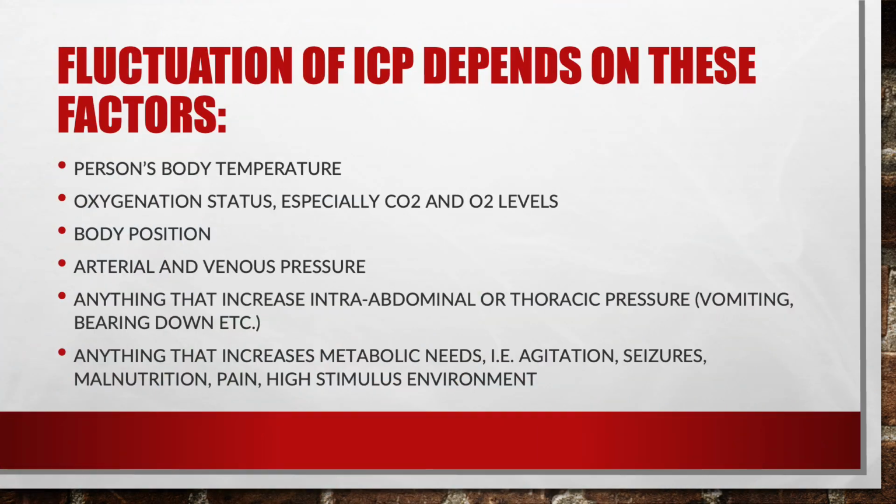Fluctuation of ICP depends on these factors. The person's body temperature. So remember, if too hot, that increases their metabolic need, it increases that ICP. So we really have to be careful with that, and shivering as well. Oxygenation status. So just remember that the brain needs oxygen and proper nutrients so the brain can do its job. The brain can alter the cerebral perfusion pressure by either vasoconstricting or vasodilating. And it always seems like any compensatory mechanism, if it goes prolonged for too long, does more harm than good.